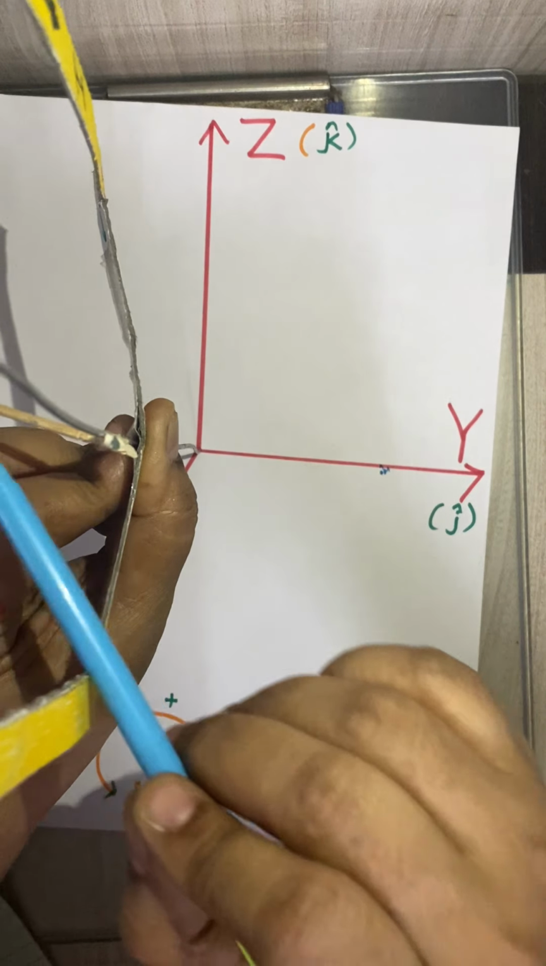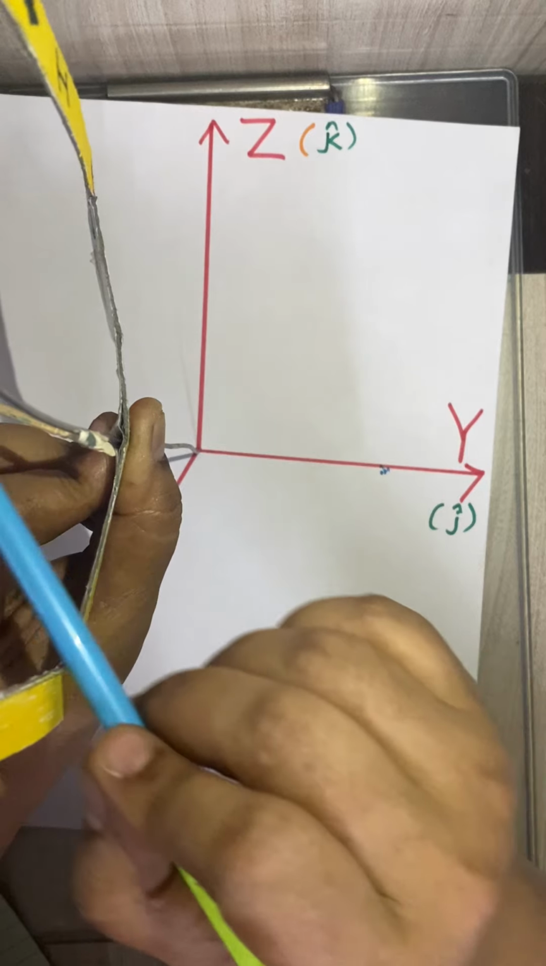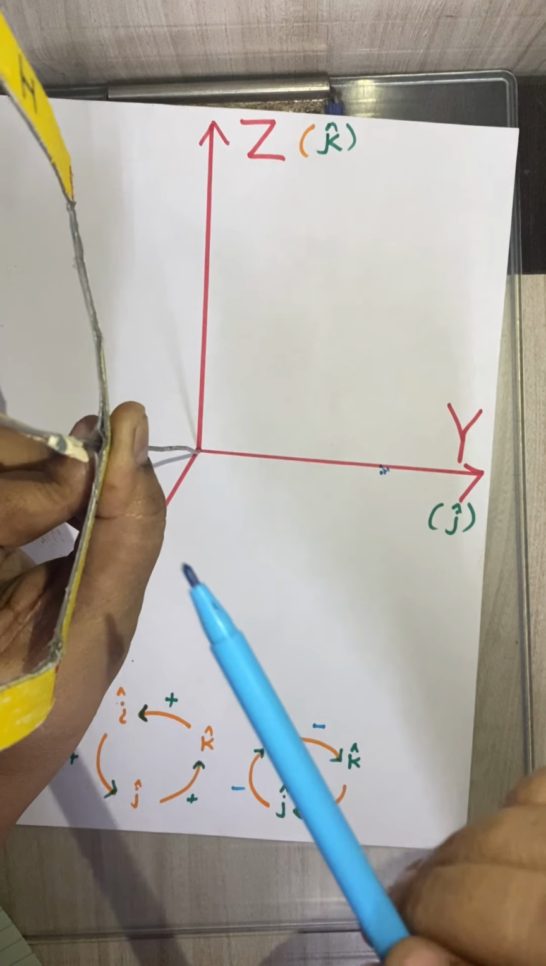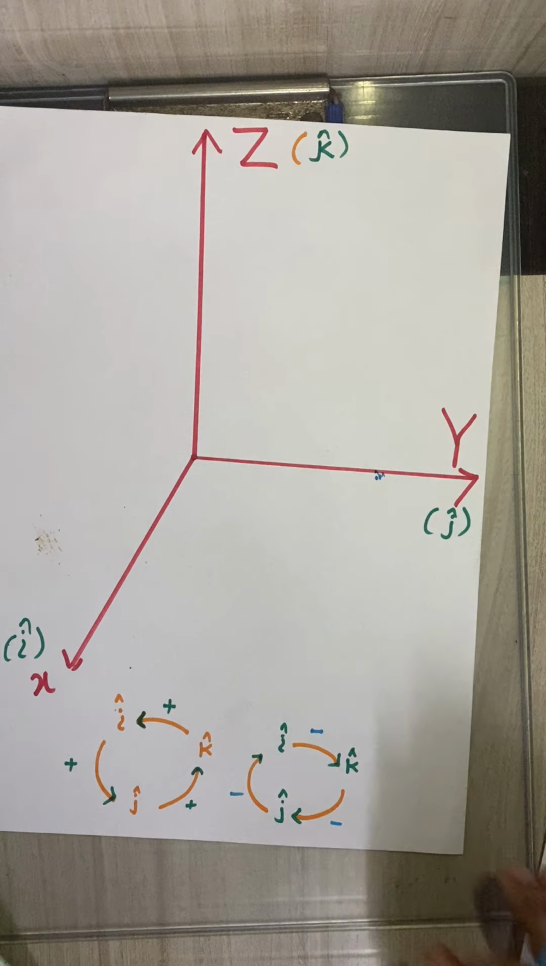So obviously from this place, if I count down, this is the negative y-axis. Yes, so it is along the minus y-axis. Okay, so the magnetic moment is along the negative y direction. Magnetic moment is along the negative y direction.